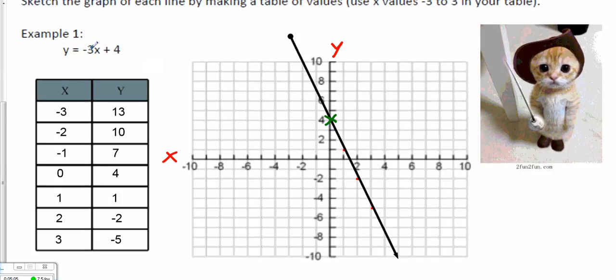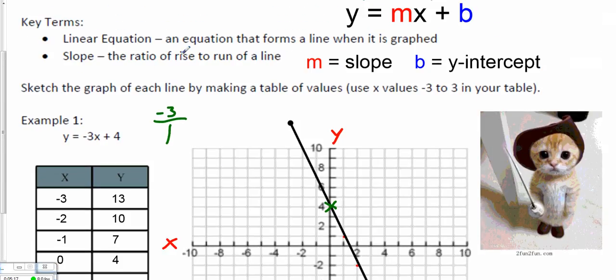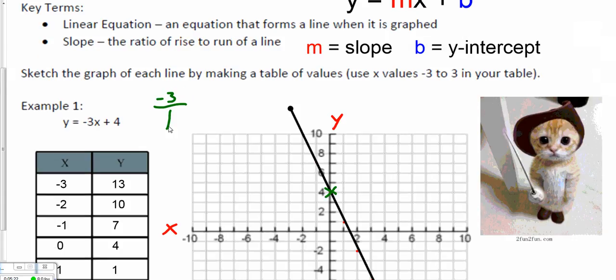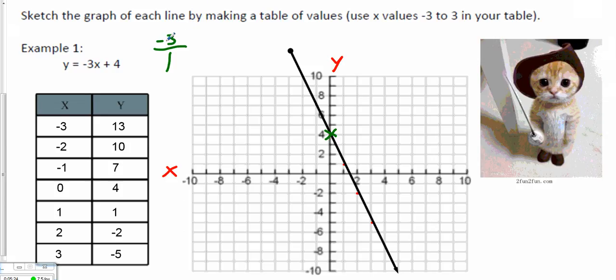This -3, if it helps, write it as a fraction. You can write any number as a fraction by putting it over 1. So -3 over 1. This -3 is our slope, which remember is the ratio of rise to run. So if this is our rise and this is our run, we're not rising, we're falling. We're going down 3, or -3, and run, our over, is 1. So from this one, we would go down 3, 1, 2, 3, and over 1. Notice that's exactly where we landed before.